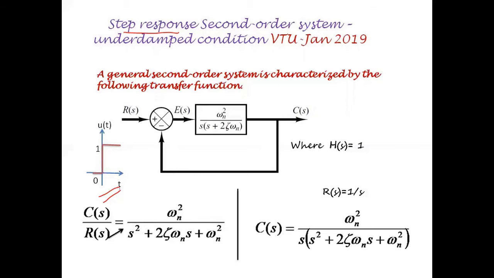So now our point of interest is very straightforward. I have to do partial fractions and take the inverse Laplace transform of C of s. I can obtain C of t, that is nothing but the response of a second order system subjected to unit step input for an underdamped condition.